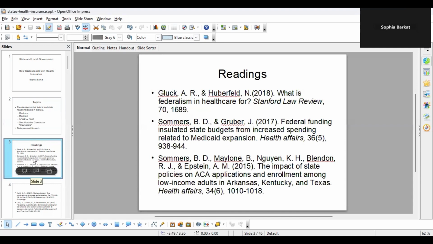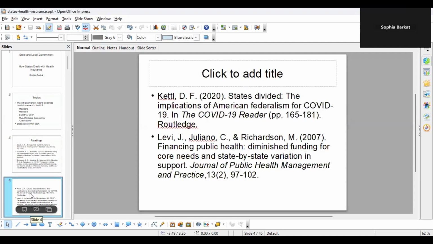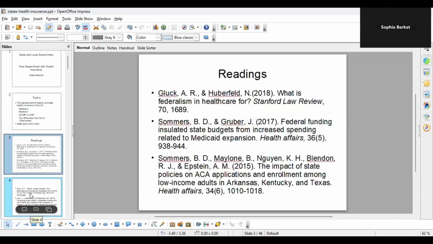So you had some readings to do for these particular topics, and some of you chose one of these to read and to comment on. We're going to look at the first three sets of readings in this lecture.